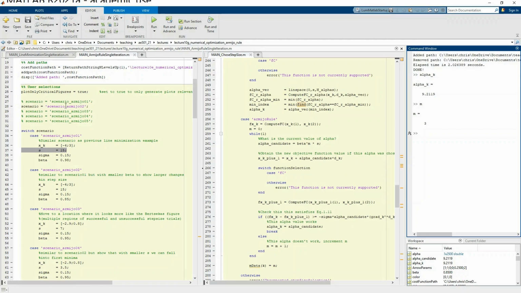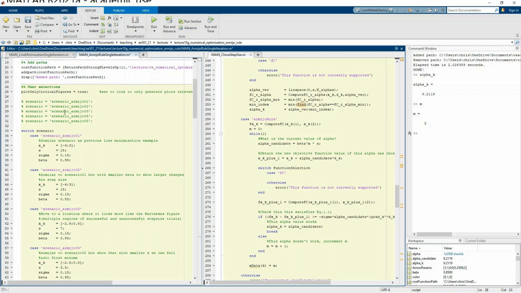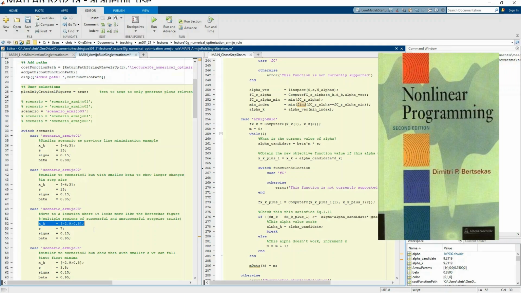So let's keep going and playing around with these parameters just so we can get a better feel for this. Let's change this now to scenario number 3 for the Armijo rule. And all we're going to do here is change the location of the starting point. So instead of starting here at -4, +3, I want to go to this location. The reason is, I know some of you may be following along with the nonlinear programming book from Bertsekas, which I referenced earlier. It's an excellent resource. And they draw a figure in that book.